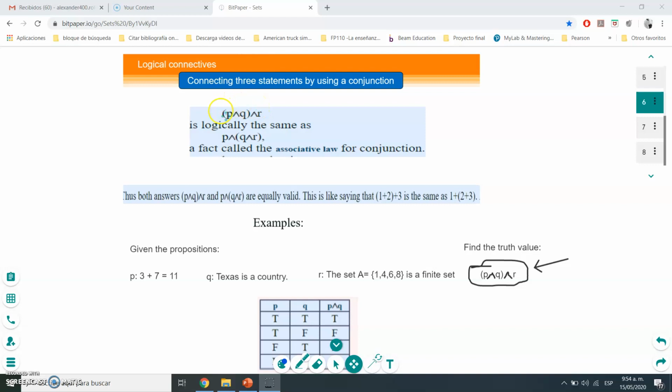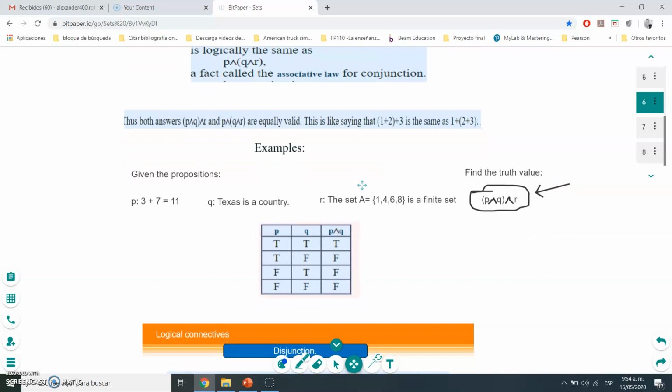This will be P and Q and R. So it means that we have three conditions all together. And this is the associative law of conjunction. Okay, let's see some examples about this.